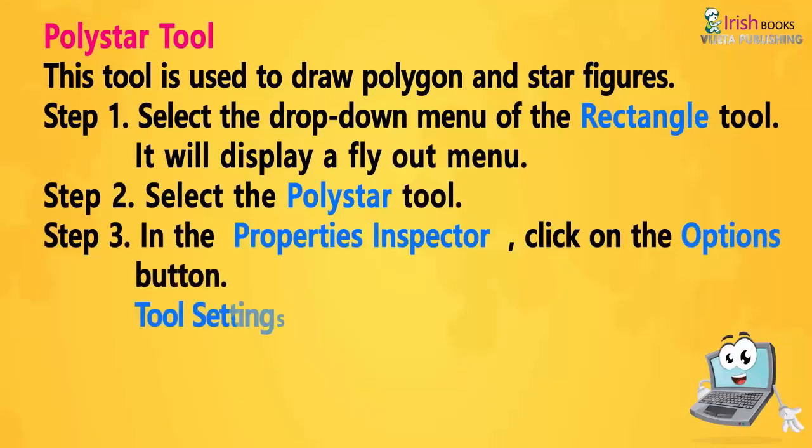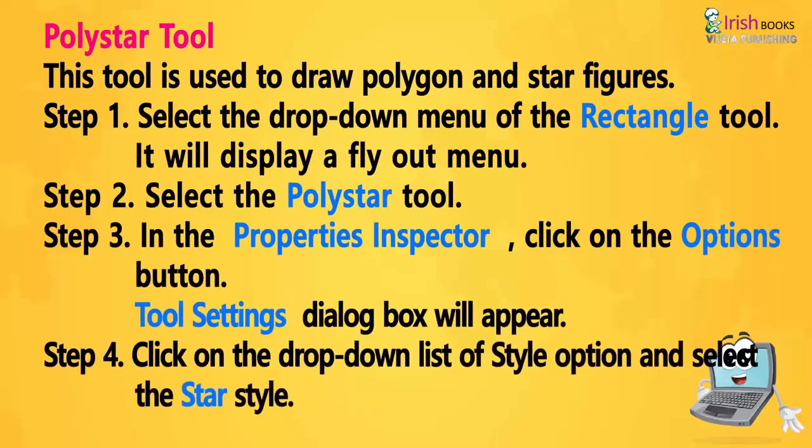Polystar tool. This tool is used to draw polygon and star figures. Step 1. Select the drop-down menu of the rectangle tool. It will display a fly-out menu. Step 2. Select the Polystar tool. Step 3. In the Properties Inspector, click on the Options button. Tool Settings dialog box will appear.